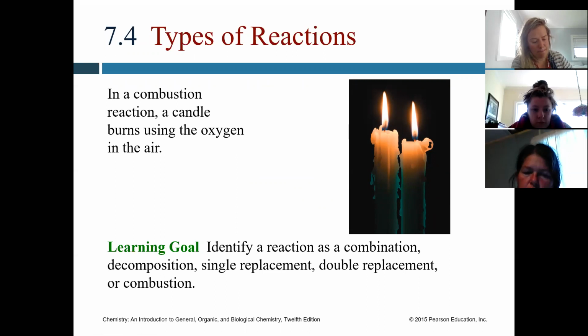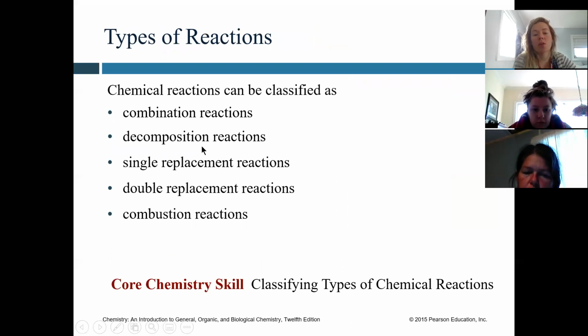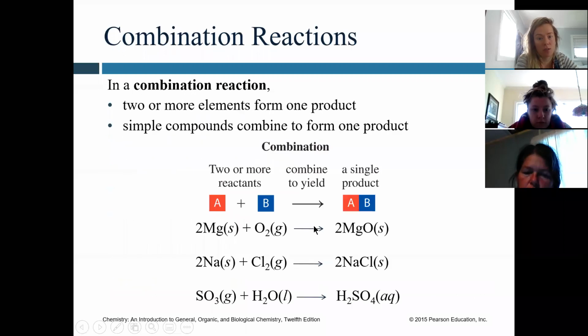We can see them here. We've got combination reactions, decomposition reactions, single replacement, double replacement, and combustion reactions.